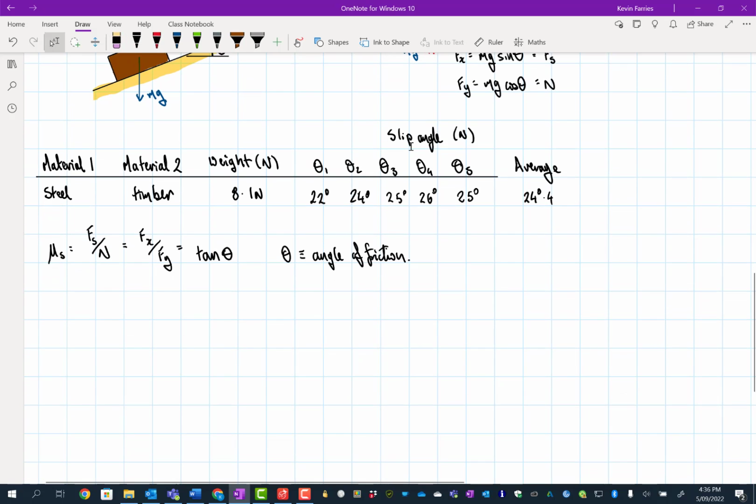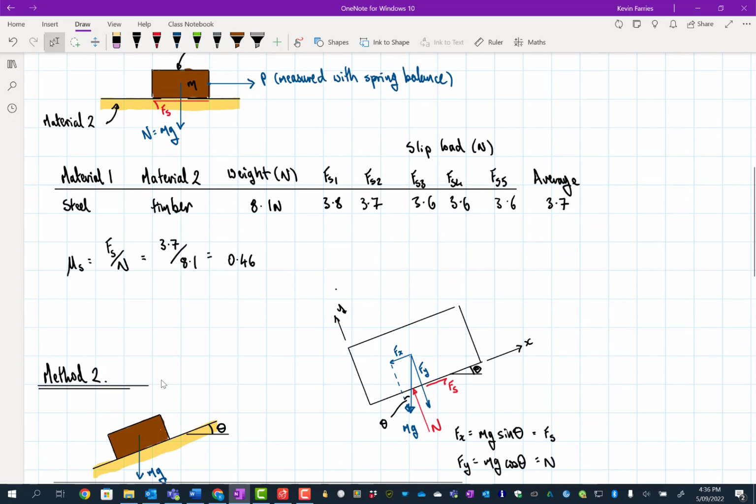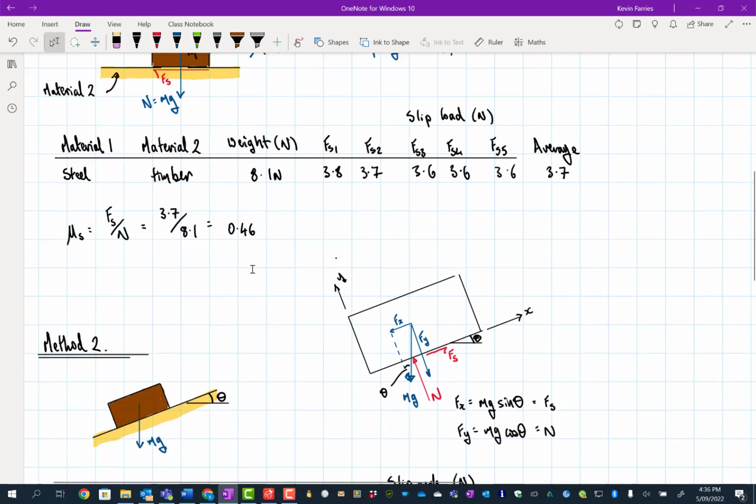In our case, we've got an average of 24.4. So this static coefficient of friction is just tan of 24.4. Let me just stick it in my calculator, tan of 24.4, 0.45. Now, if we've done this properly, this should be about the same as what we got the other way. And it is. Look at that.